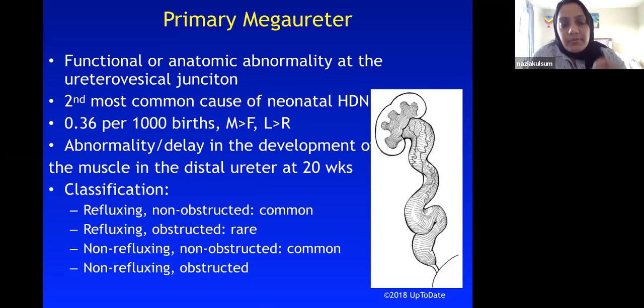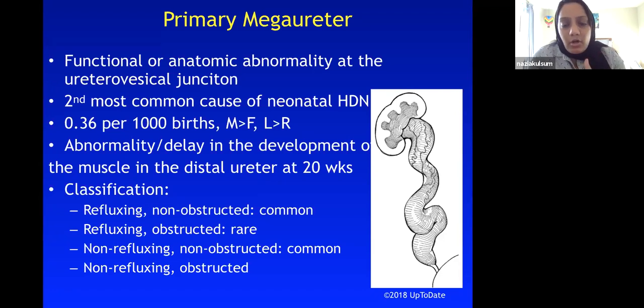What happens here is basically there's either an anatomical cause or there's delayed development of the muscle around the distal ureter, around 20 weeks, essentially making that part of the ureter not develop normally, and causes more like an obstruction or narrowing. So the rest of the ureter becomes a reservoir. Whatever urine the kidney makes then kind of stagnates in the whole system. There are different kinds. Megaureter can be associated with reflux or with obstruction. And then you can see a combination of things.